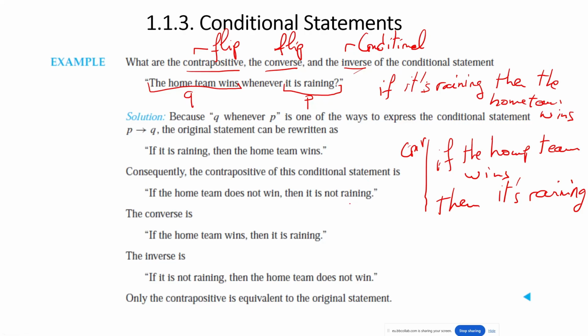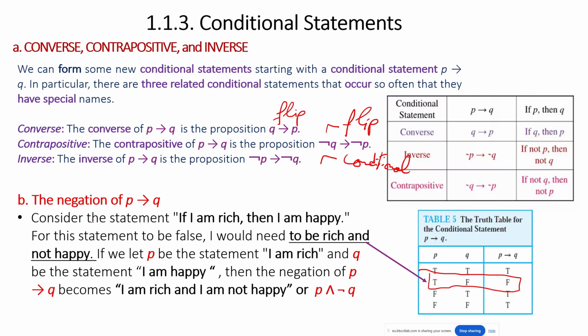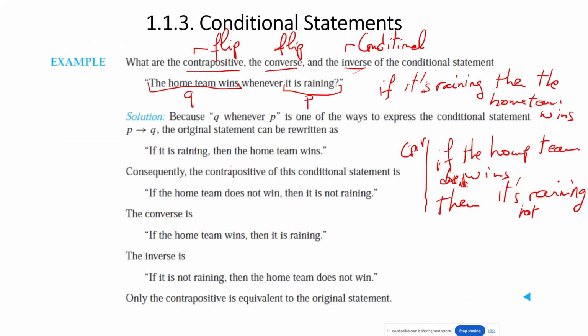The contrapositive means I just need to say if the home team does not win, then it's not raining. I just negate every single one of them. If you remember, the contrapositive is if not Q, then not P. So we negate whatever was in the flip. Let's see what they give here. For the converse, they say if the home team wins, then it is raining.